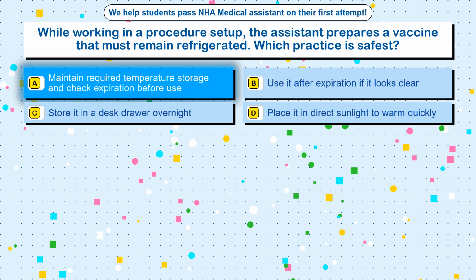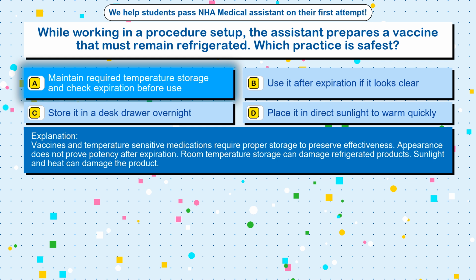The correct answer is option A, maintain required temperature storage and check expiration before use. Vaccines and temperature-sensitive medications require proper storage to preserve effectiveness. Appearance does not prove potency after expiration. Room temperature storage can damage refrigerated products. Sunlight and heat can damage the product.